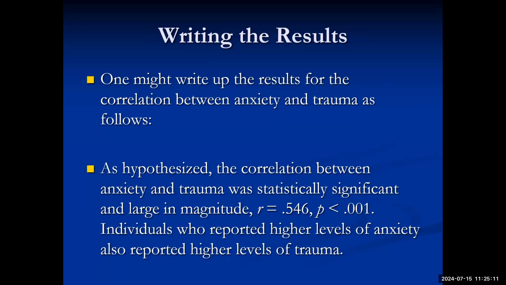Okay, students often ask when they're learning about correlations and other kinds of statistical procedures, they often want some direction in terms of how to write up the results. And so I've got a statement here in the second bullet point that you might see in a manuscript. As hypothesized, the correlation between anxiety and trauma was statistically significant and large in magnitude. And then we've got some technical statistical information. R equals 0.546, p less than 0.001. Individuals who reported higher levels of anxiety also reported higher levels of trauma.